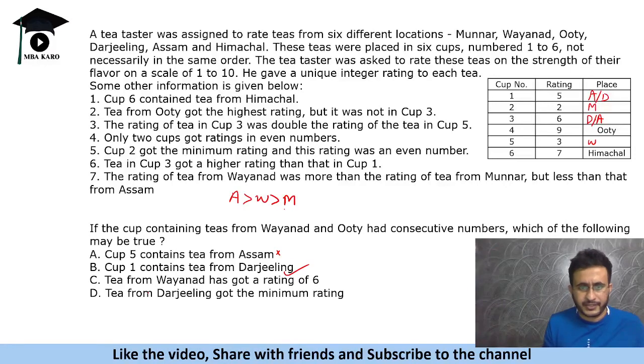We can reject the other two like this. Tea from Wayanad got a rating of 6. No, it got a rating of 3. And tea from Darjeeling got the minimum rating. No, Darjeeling cannot get the minimum rating in this case. So we can reject the other three. So whenever a question asks may be true, that means other options are definitely false. So this is how this needed to be done.